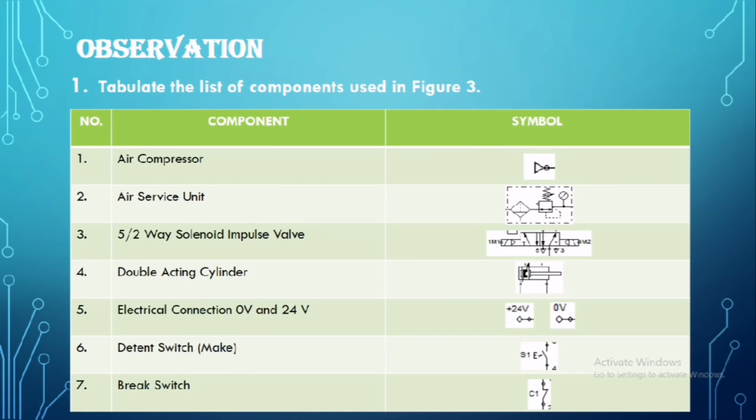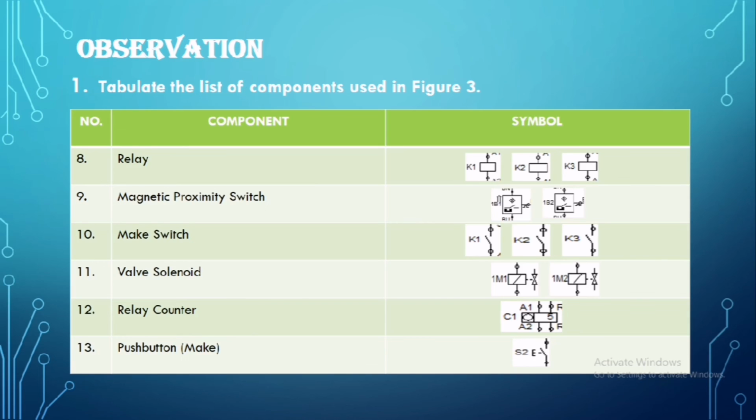For the observation, first tabulate the list of components used in figure 1. Sorry, what we use in figure 3. For figure 3, we use an air compressor, air service unit, 5/2 way solenoid impulse valve, double acting cylinder, electrical connection, 0 volt and 24 volt, detent switch, brake switch, relay, magnetic proximity switch, valve solenoid, relay counter, and lastly push button.